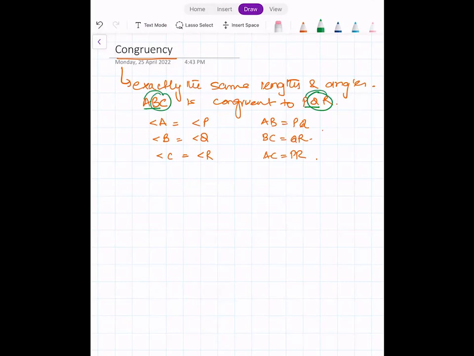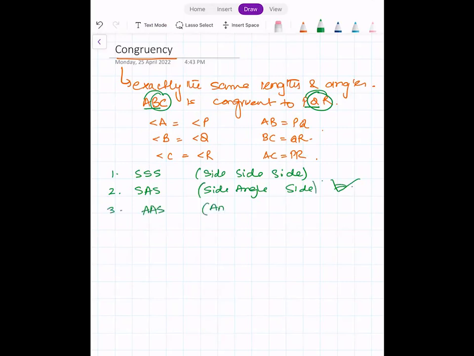These are the sides. Now there are 4 rules of congruency. Number 1 is SSS, that is side, side, side, where you're able to prove that all sides are equal. Second is SAS, side, angle, side. Any 2 sides and the angle in between. It has to be the angle in between only. Third is AAS, any 2 angles and 1 side. Fourth is RHS, right angle, hypotenuse, and 1 side.